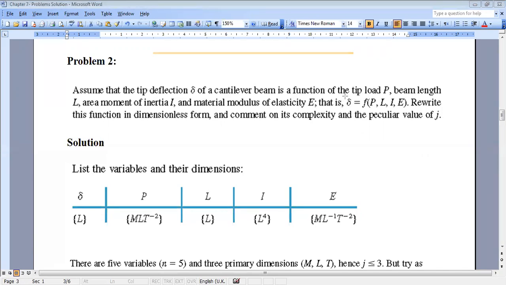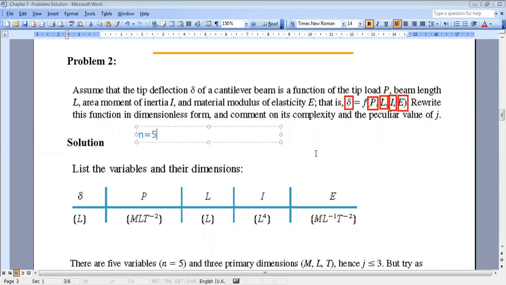I have delta, P, L, I, and E. So I have 5 variables. So n first is equal to 5. This is the first step.